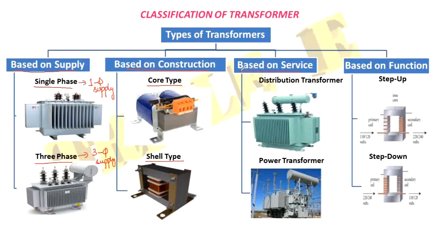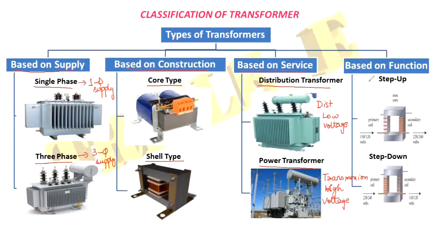Based on the service provided by the transformer, it could be of distribution type or power transformer type. A distribution transformer, as the name says, will be utilized for a distribution system where the voltage is low, whereas power transformers are generally used for transmission systems where we are going to use high voltage levels.